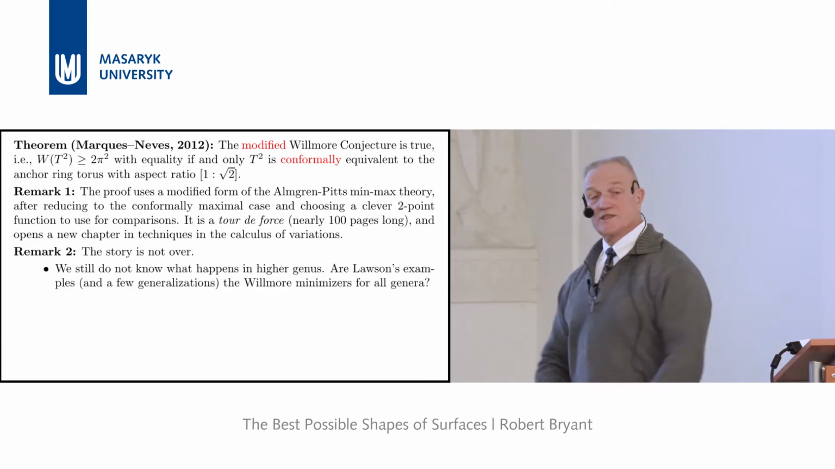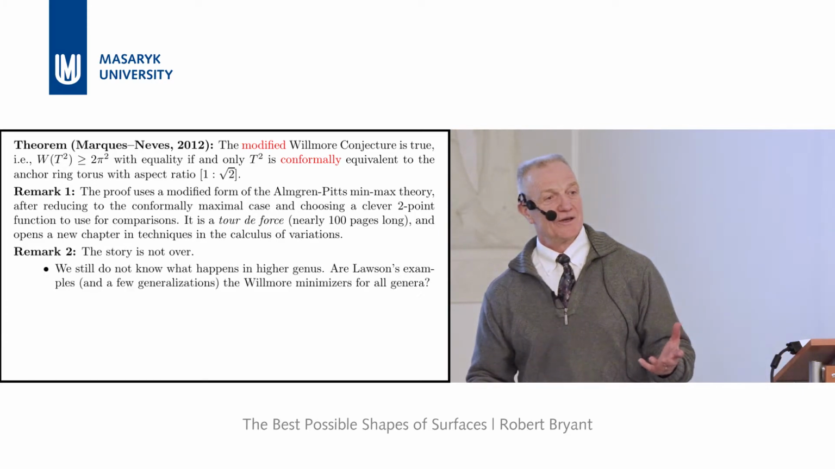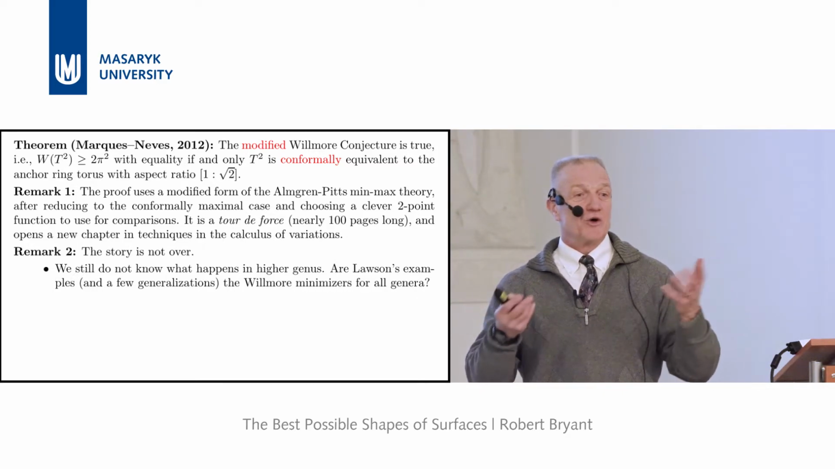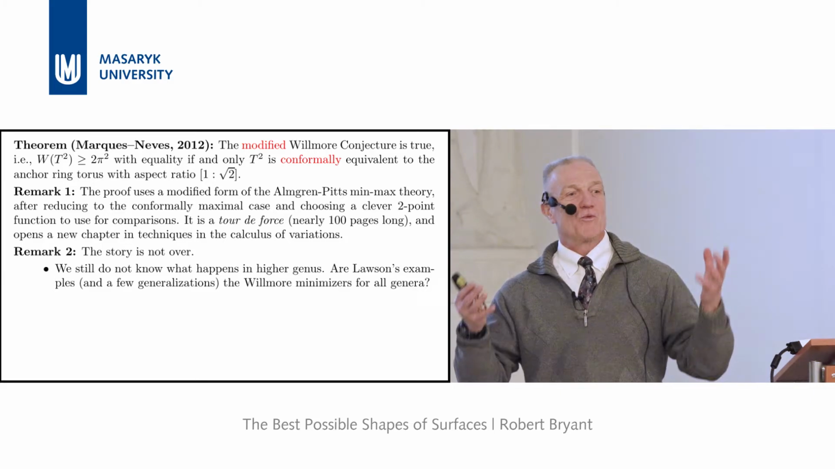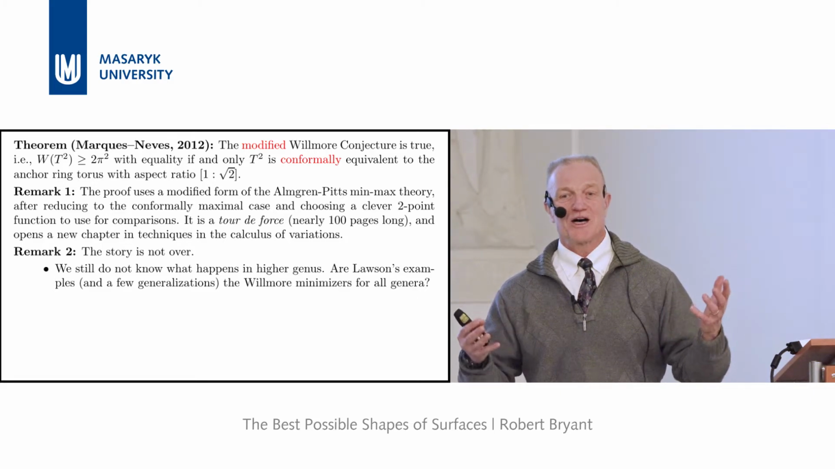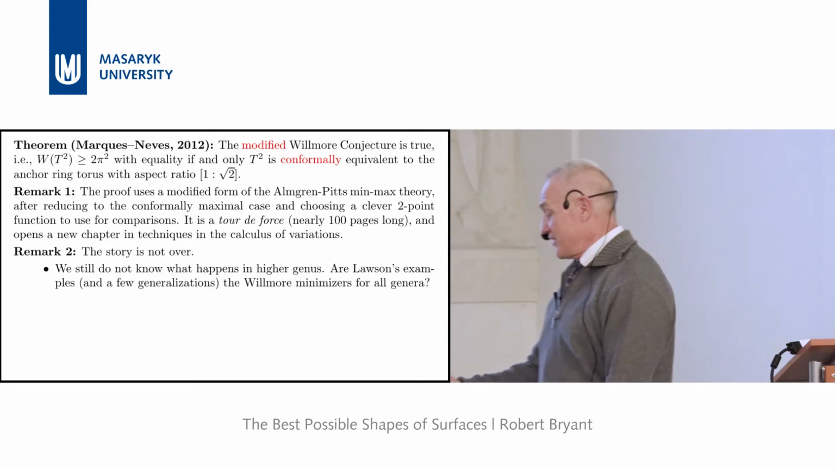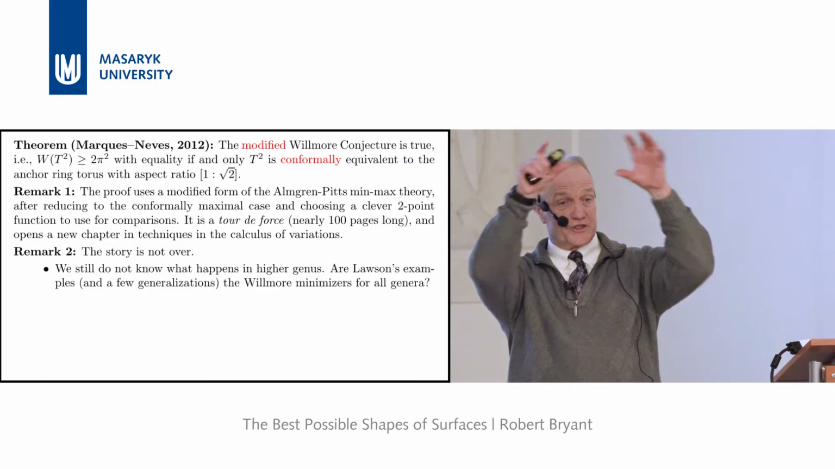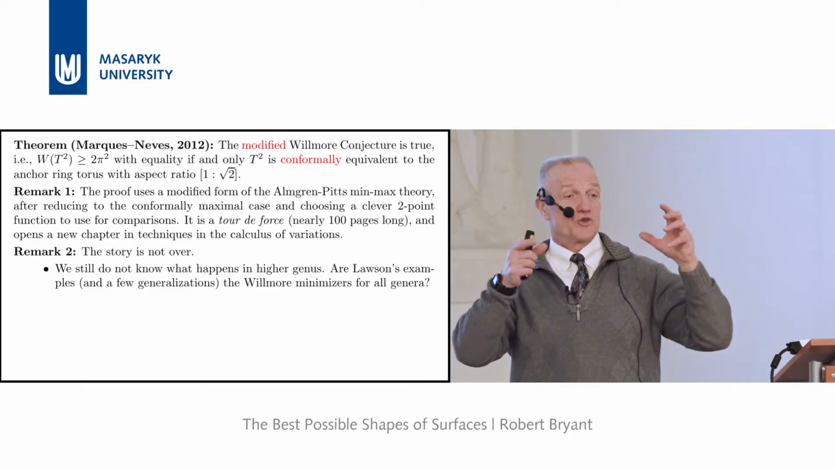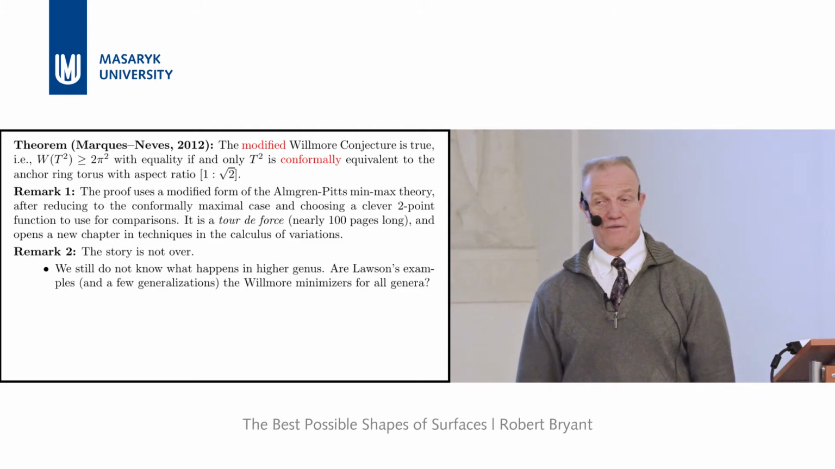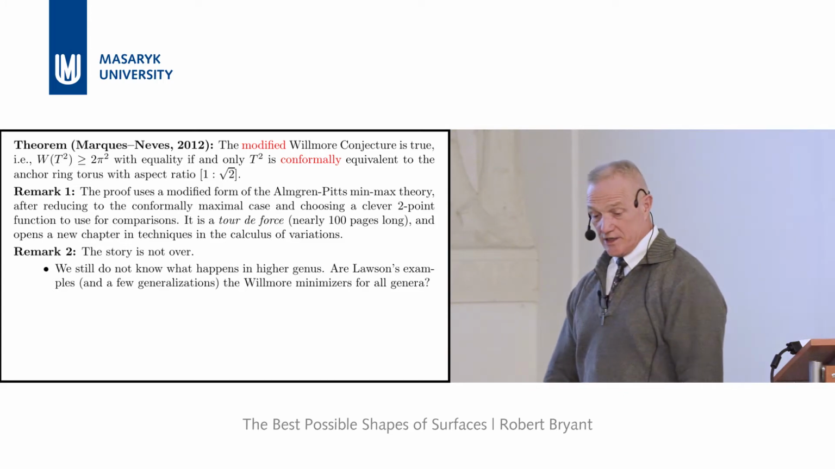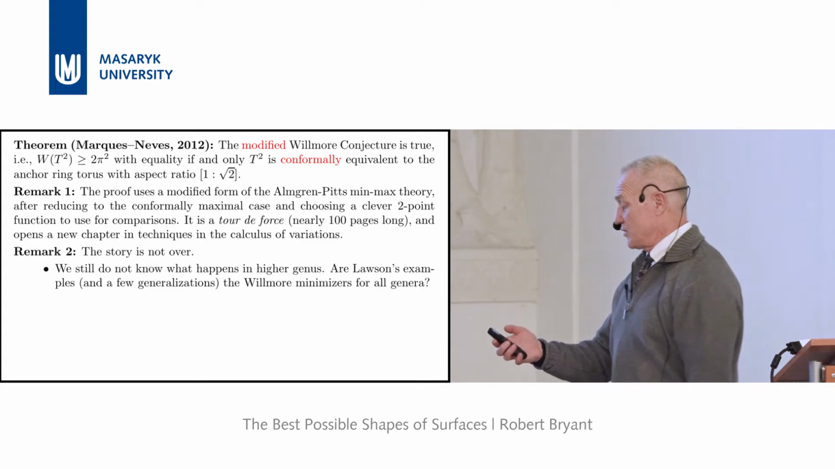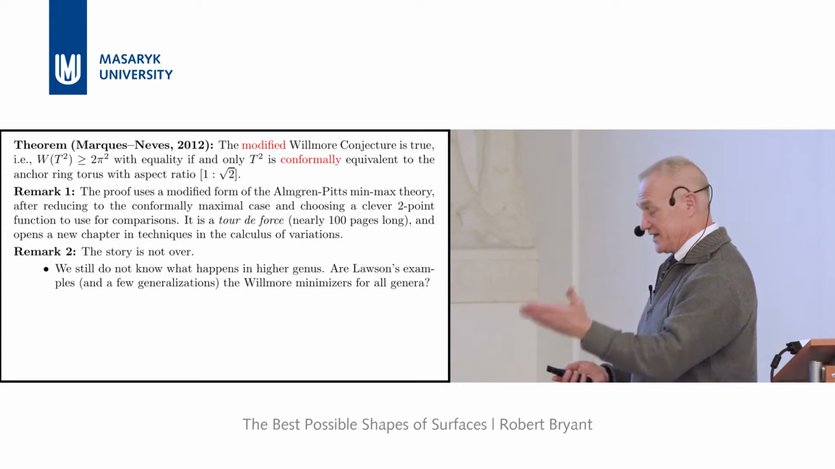First of all, we still don't know what happens in higher genus. Nobody has made a bold conjecture as to what would, for the two-hole torus, be the best possible shape. The only real candidate that I know of is Lawson's construction of a minimal two-hole torus in the three-sphere that actually looks pretty nice, but we're a long ways from being able to prove that is the minimum.